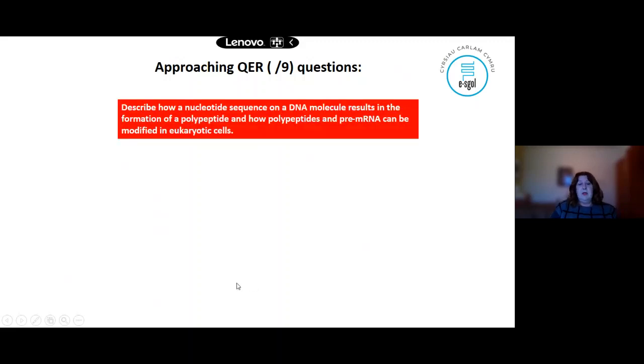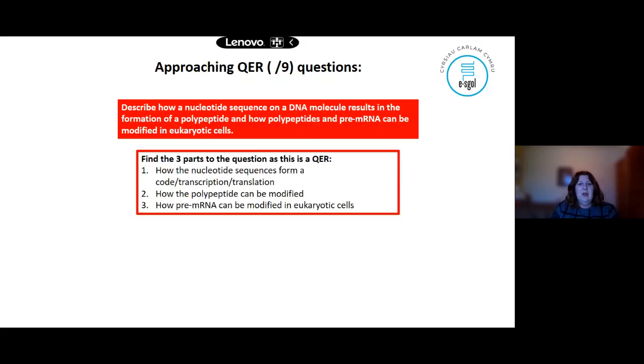So let's look at a typical QER question. What I've done is I've just thought of a QER question here. Describe how a nucleotide sequence on a DNA molecule results in the formation of a polypeptide. How polypeptides and pre-mRNA can be modified in eukaryotic cells. So I'm looking at transcription, I'm looking at modification of polypeptides, and I'm looking at what's happening in pre-mRNA.